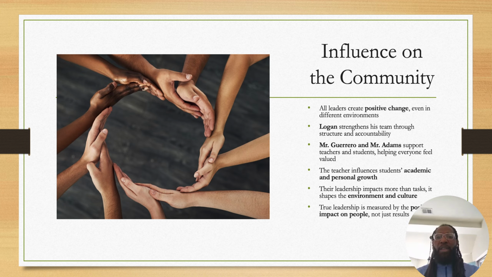What stands out is that their influence goes beyond just completing tasks. They are shaping the environment around them and helping others succeed. This shows that leadership is not just about results, but about the impact leaders have on people and the overall culture of their organization.